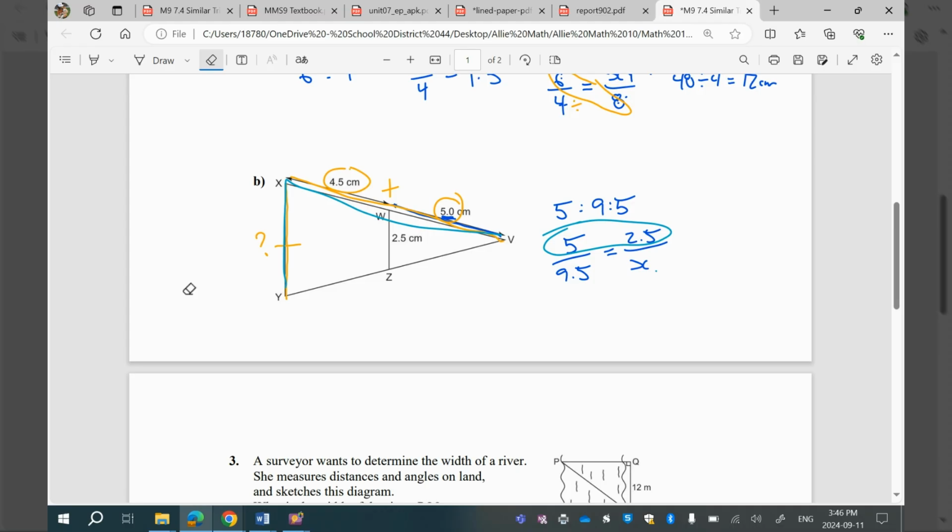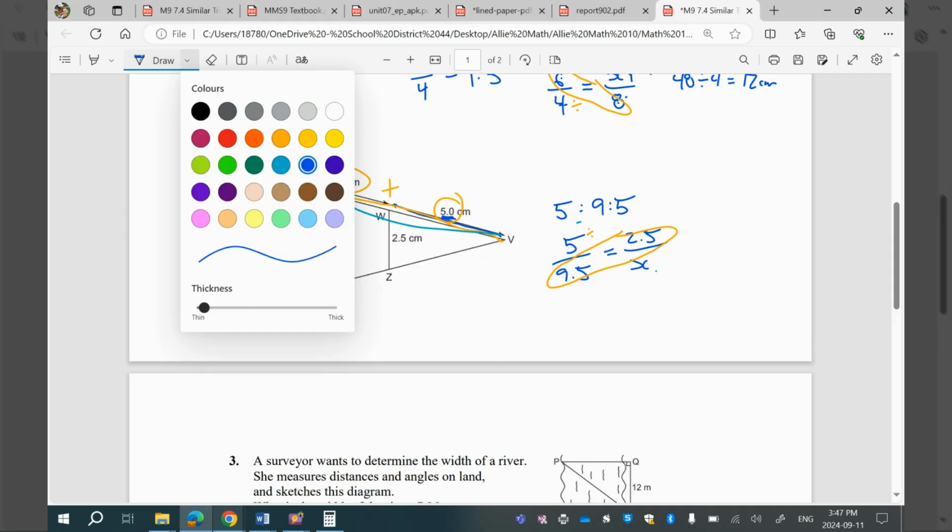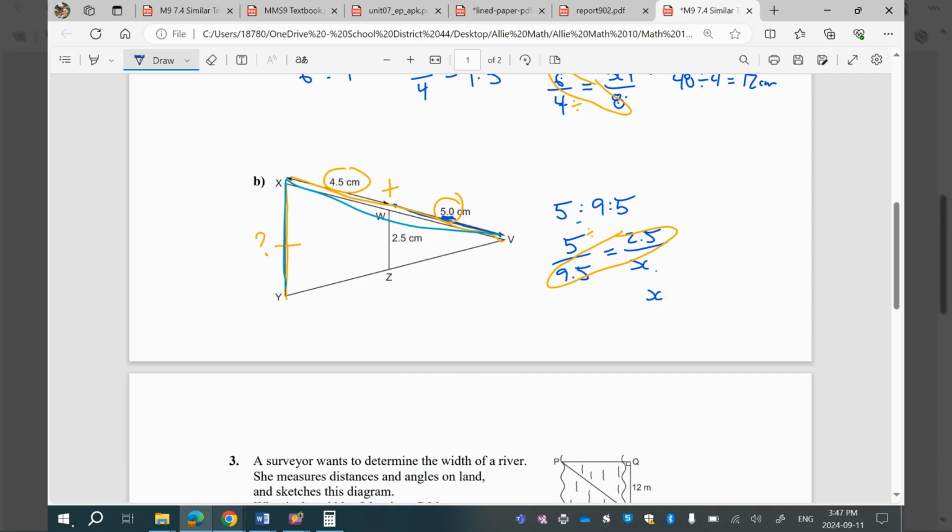Now we can cross multiply and divide. You always multiply across the two numbers and then divide by the third number. Let me get my calculator. 9.5 times 2.5 equals 23.75, divided by our last number 5 equals 4.75. So x equals 4.75 centimeters.